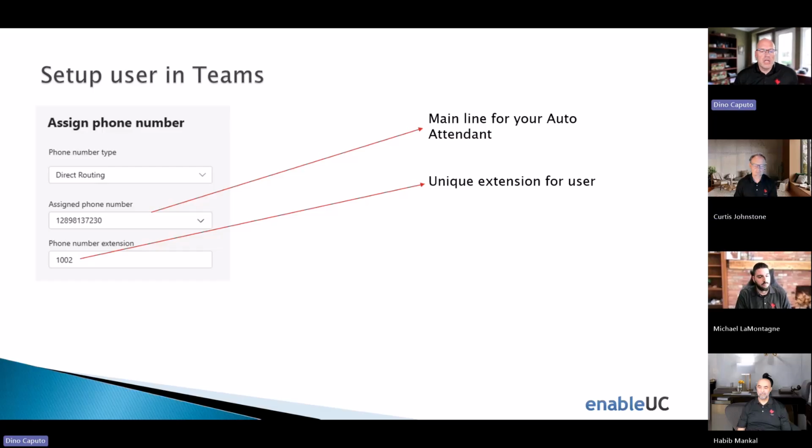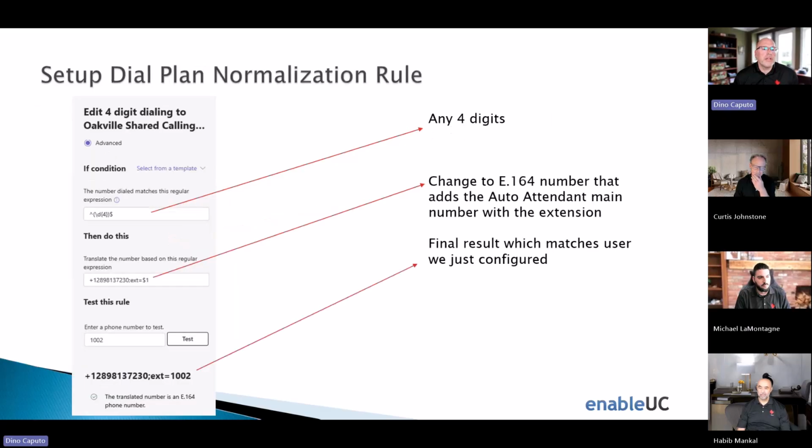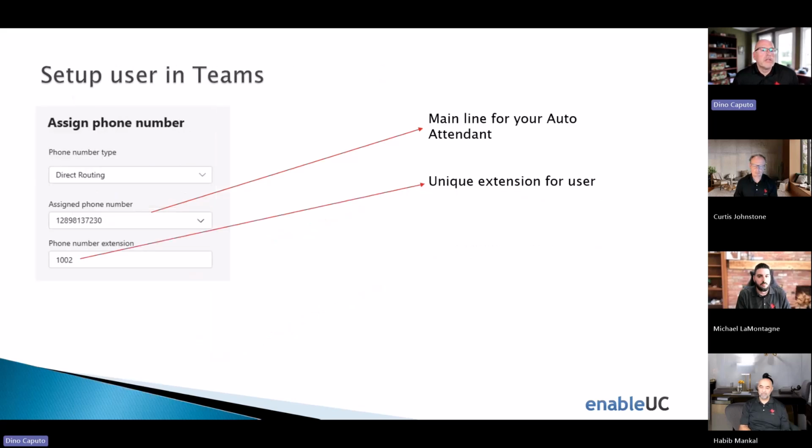So you'll see we've set up a user and given it this extension. In order to make this actually work, we need to set up a dial plan as well that normalizes to E.164. This says, let me dial 4 digits and then normalize it to that base number. When I dial 1002, you can see the number fully normalized at the bottom here, and you get the full E.164 number that matches the user we just set up.